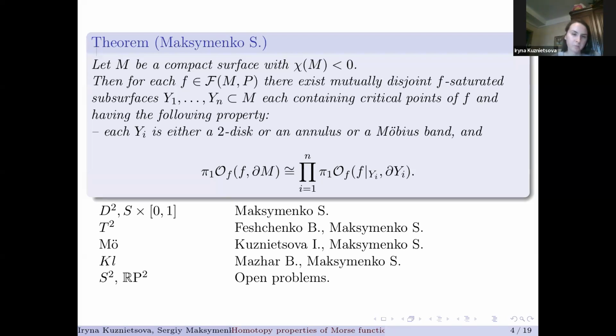The cases of disks and annulus were proved by Sergei Maximenko. The case of the torus was proved by Feshchenko. The Möbius band is considered in this talk, and the Klein bottle was proved by Bogdan Mazur. The sphere and projective plane are still open problems.